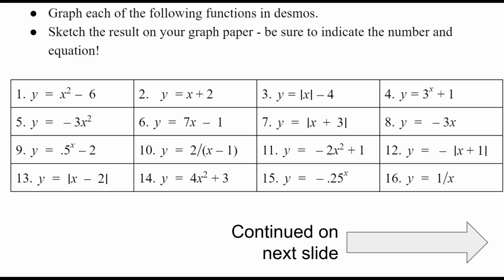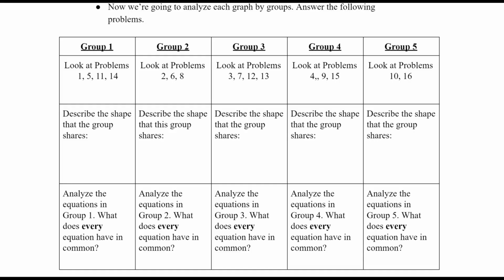Now that you know how to use Desmos, you're going to graph each of the following functions in Desmos one at a time. Sketch the result on your graph paper. Be sure to indicate the number and the equation. Press pause here so that you can get all of those equations into your Desmos. And then after you've got all of that written down, you're going to analyze each of these by groups. So you're going to answer the following problems. Just pause here, take a moment. Press play when you're ready to see the answers.